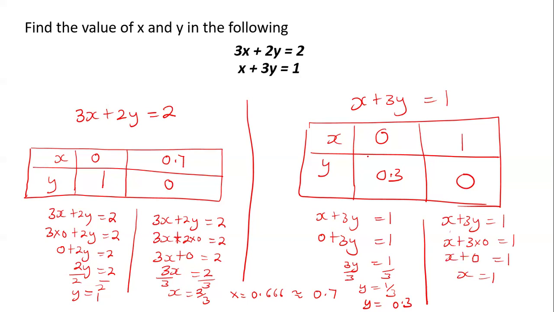Now, after doing so, you are going to extract the points that you are going to plot from your table. According to what we have here, for the line 3x plus 2y equals 2, we are going to plot the coordinates 0, 1, and 0.7, 0. Then for the line x plus 3y equals 1, I'll plot 0, 0.3. Then I'll plot 1, 0.